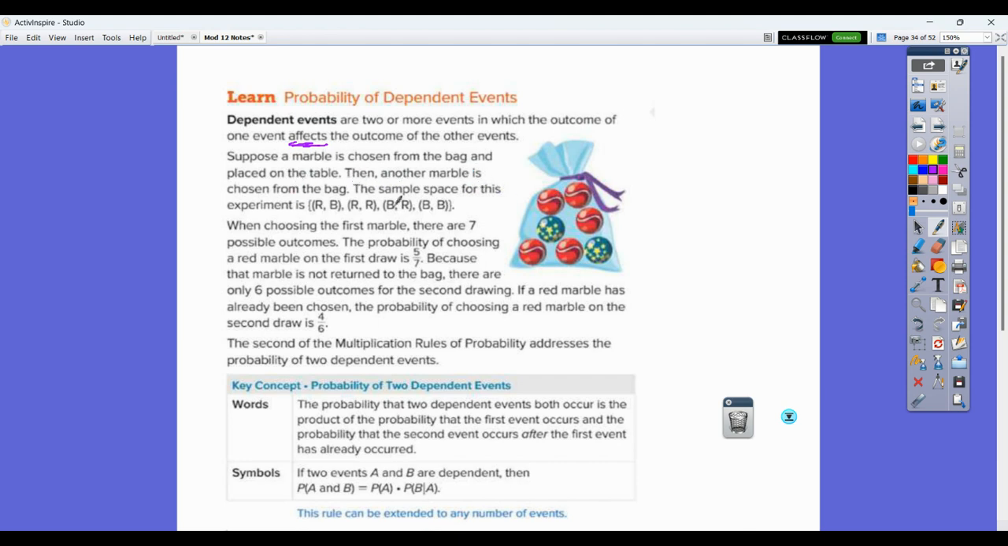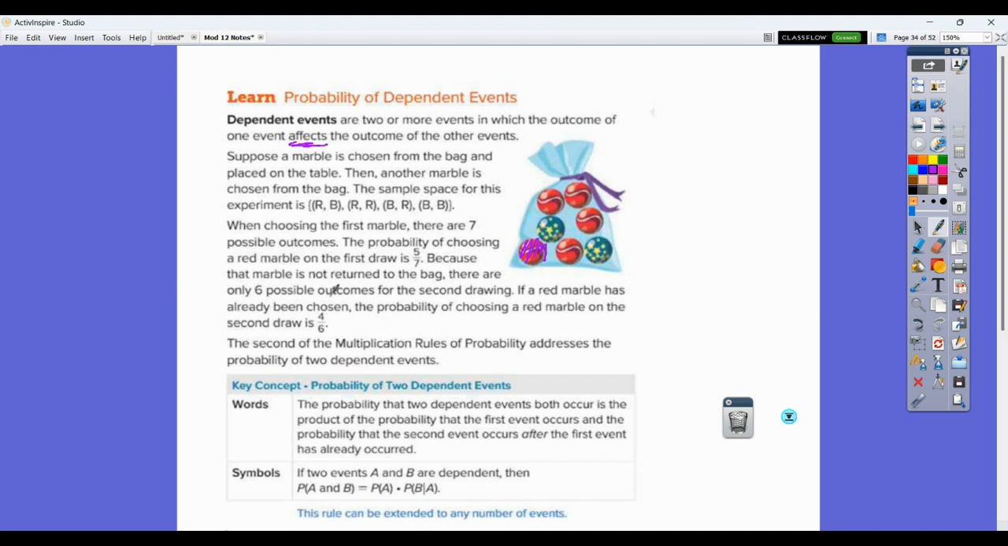The sample space for this experiment is only these four, but that depends on what is chosen and what the probabilities are. So when choosing the first marble, there are 7 possible outcomes. The probability of choosing a red marble in the first draw is 5/7, because there are 5 red marbles out of 7 total. Because that marble is not returned to the bag, we assume that this red marble is now gone. There are only 6 possible outcomes for the second drawing.